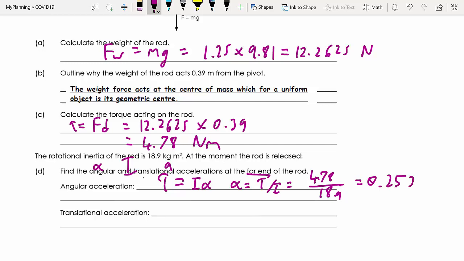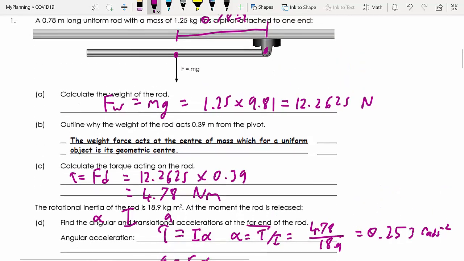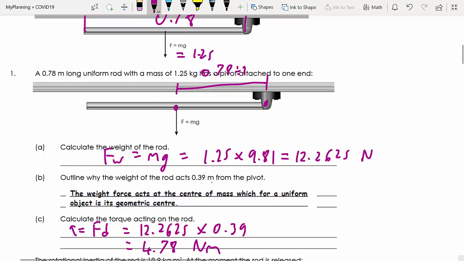0.253 radians per second squared. Now, if I want to work out the translational acceleration, I'm going to be using a equals r alpha. So translational acceleration equals the radius, which in our case is 0.39. Oh, it's not actually, is it? Because we're not asking what the acceleration is at the center, we're asking what the linear acceleration is at the end here. So it's going to be 0.78.